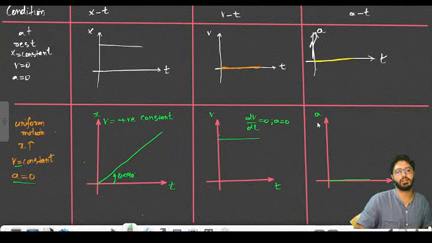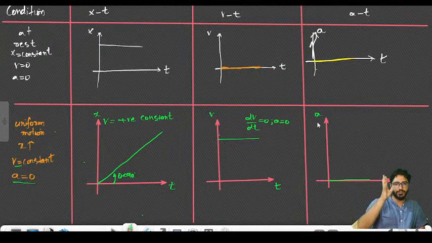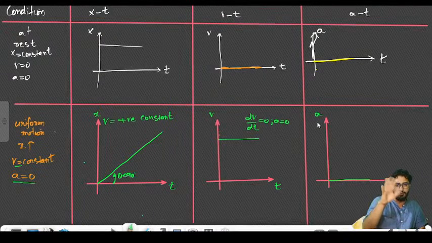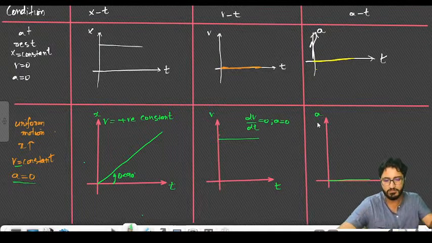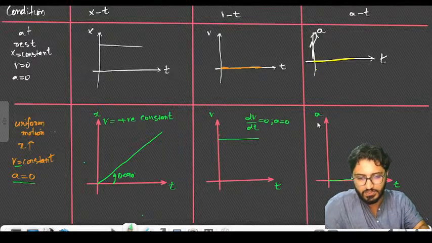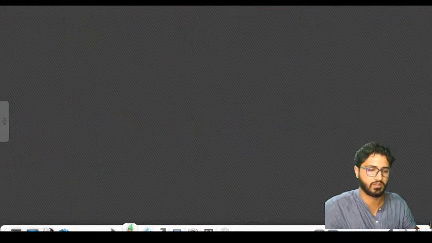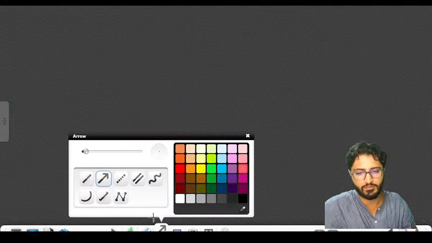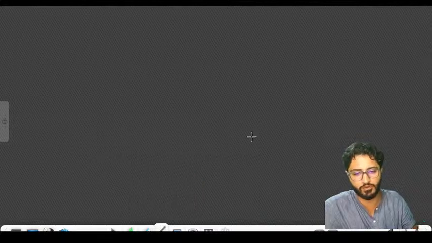You will compare it like this, na? Last time we did it separately. Now here we are comparing xt, vt, at. Done. Third graph now, third type. Firstly, I will make the graph, then we will proceed.